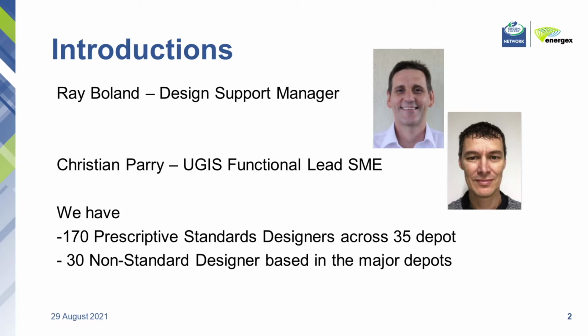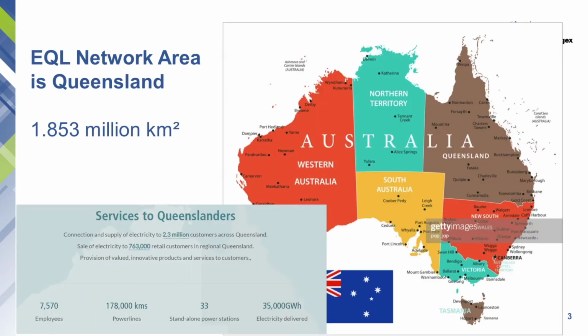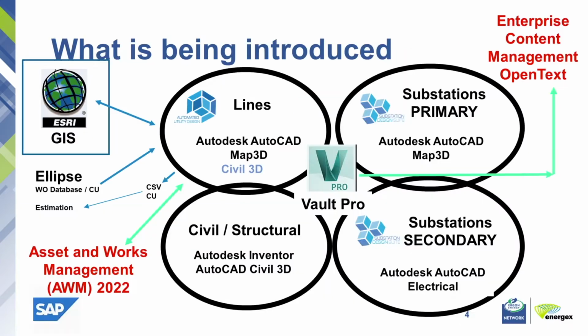Bit of a background on our team. We've got 170 prescriptive standard designers across 35 depots in Queensland, and we have 30 non-standard designers based in our major depots. To give you some indication of where we operate, Energy Queensland looks after the Queensland network. You can see there it's about 1.8 million square kilometres, and we've got 178,000 kilometres of power line.